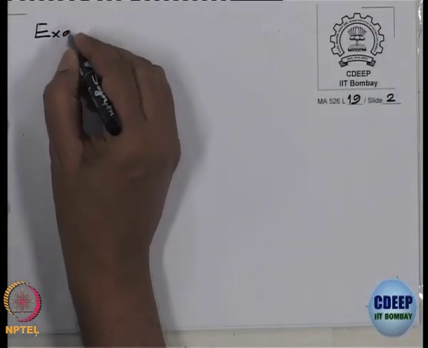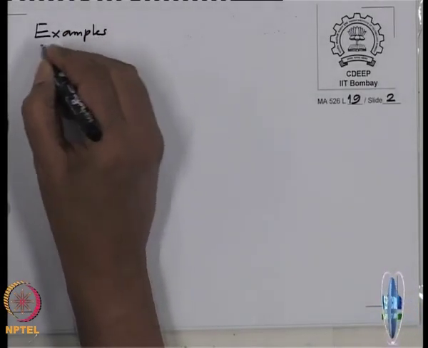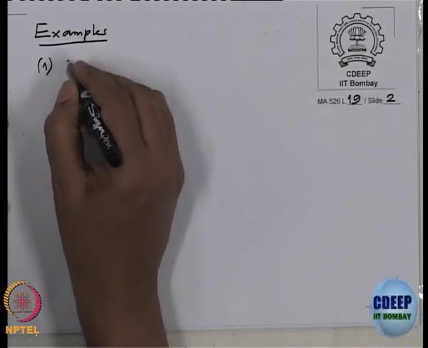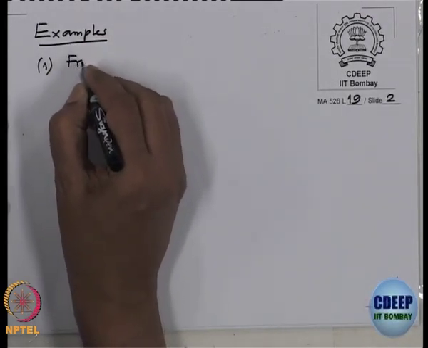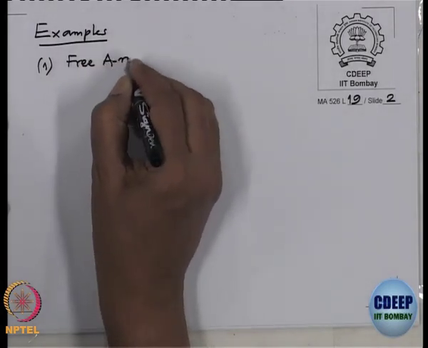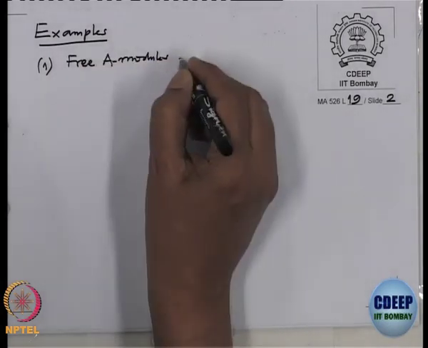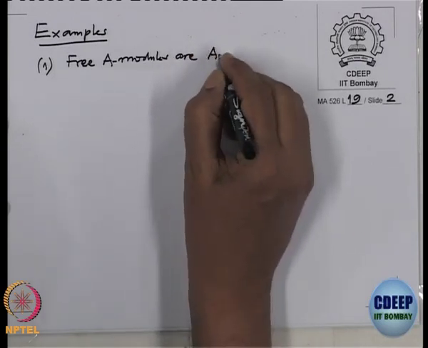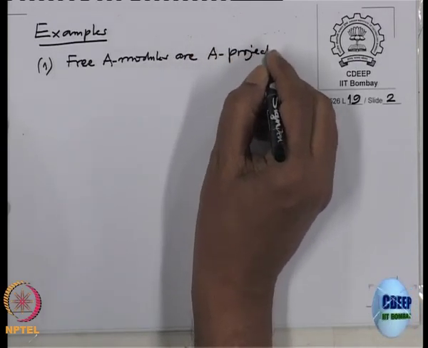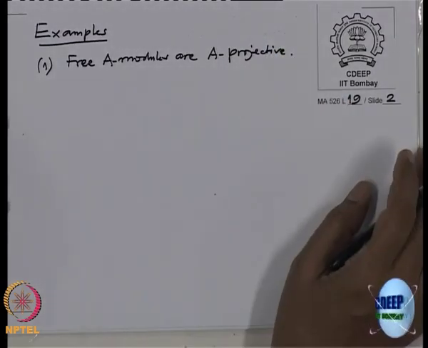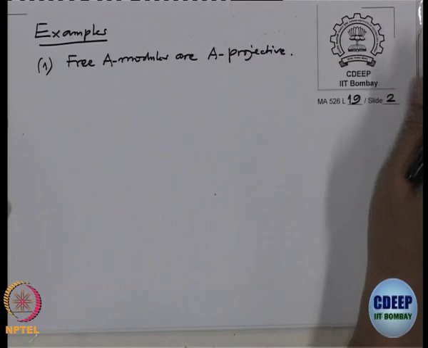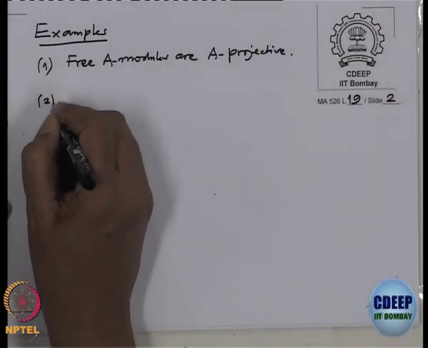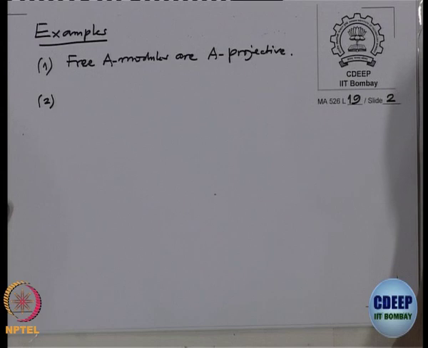For example, some examples. Free modules are projective. Free modules are A-projective, because it is a direct sum of itself. So, just to show that there are examples of a projective module which are not free.